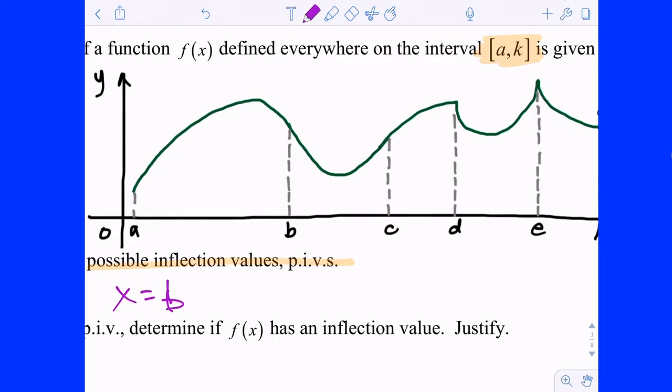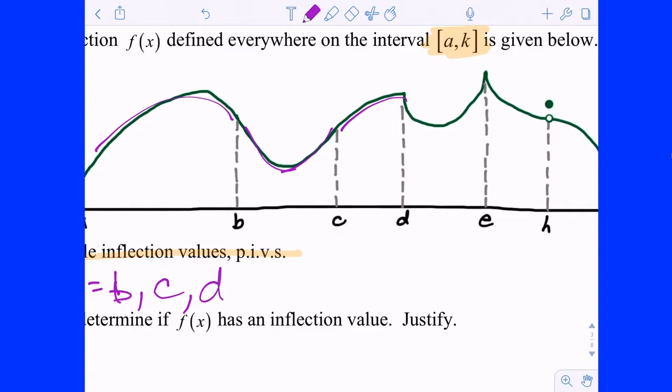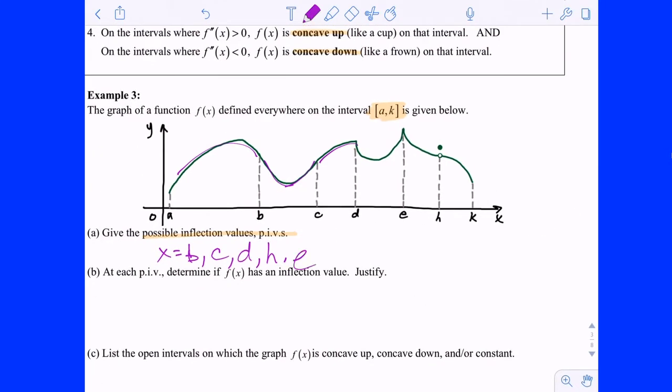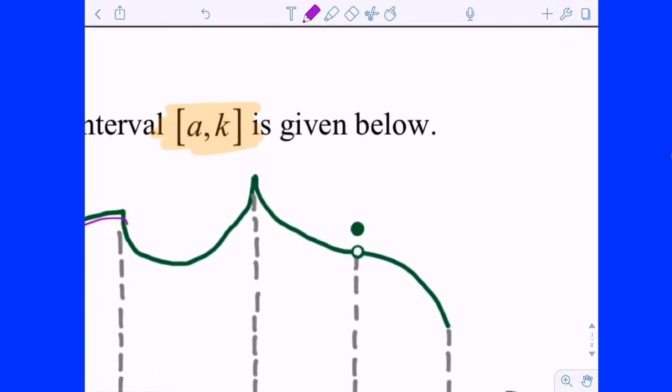We're just looking to see where the derivative is 0 or undefined. How do you know it's B? Oh, it goes concave down to concave up. Sweet. Okay, next. C, concave up to concave down. Good. D. E. A. Oh, H. Okay, H. E. Why E? It's a possible inflection value.